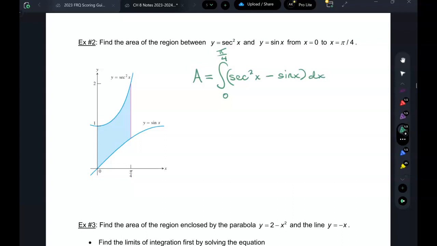Anybody else get the answer yet? 0.7. Yeah, I think it's a pretty small number.